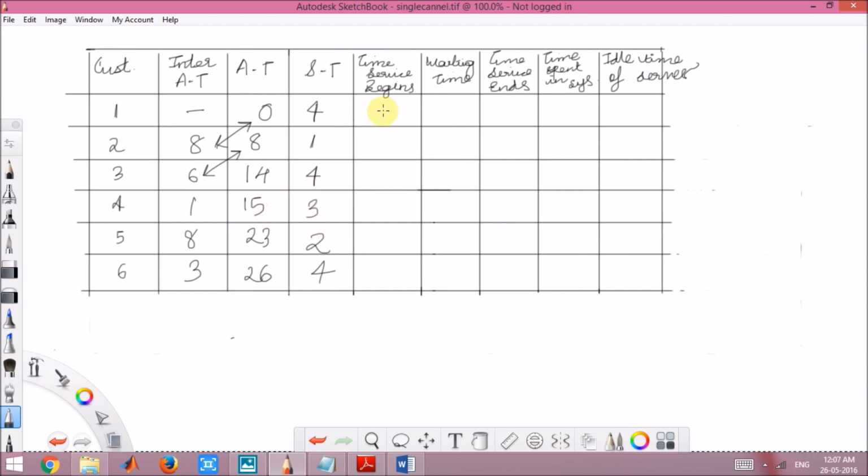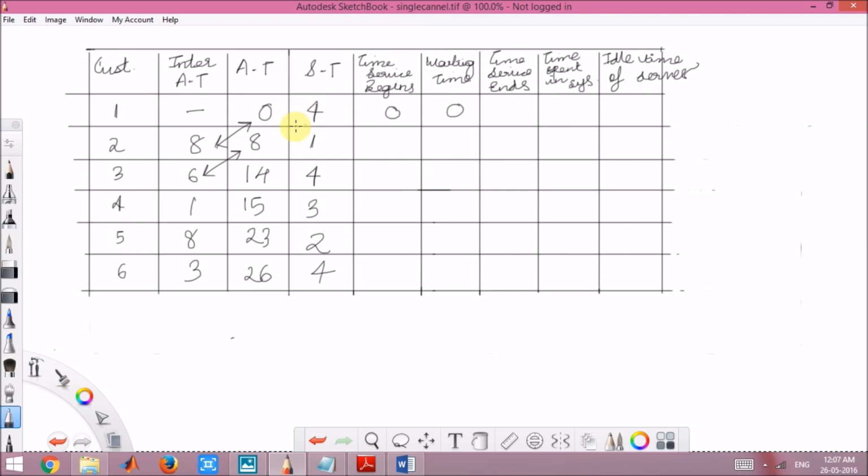So when does this service actually begin? This customer arrives at time 0 since there was nothing before it, so the service can easily start at time 0. Now how much does it have to wait in the queue before it actually starts? Since it's the first customer, there's no waiting time, hence we have 0. Now when does the service end?